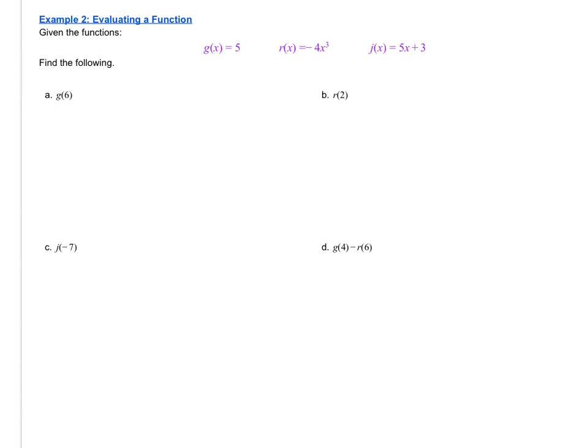In order to do that, we are going to use our g of x function. G of x is equal to 5. There is no x value or variable over here on the right, which means this 5 can never change. There's nothing to multiply, add, subtract, or divide. So if I want to find what g of 6 is, g of 6 has to be 5.